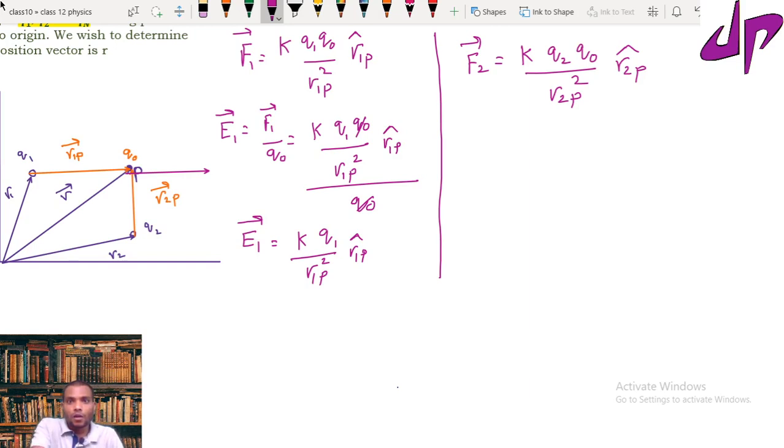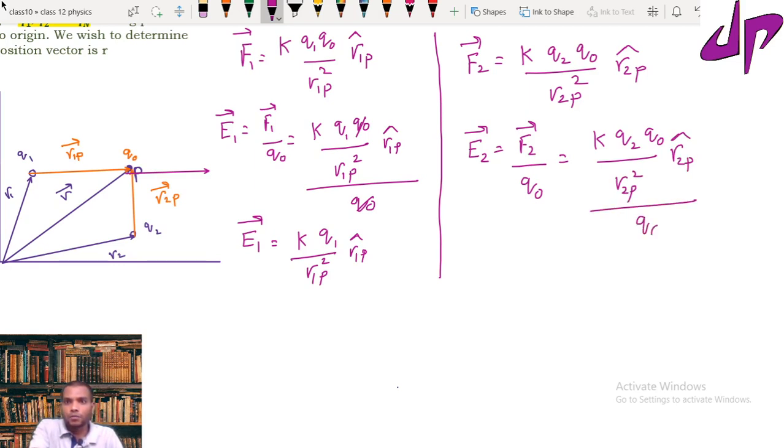Q naught. Now you write the electric field E2 bar equal to force per test charge magnitude, F2 per Q naught. So you can substitute the above values: K times Q2 Q naught divided by R2P square and R2P cap, divided by Q naught, and Q naught gets cancelled. The electric field E2 bar due to the charge Q2 equal to K times Q2 by R2P square and the R2P cap.